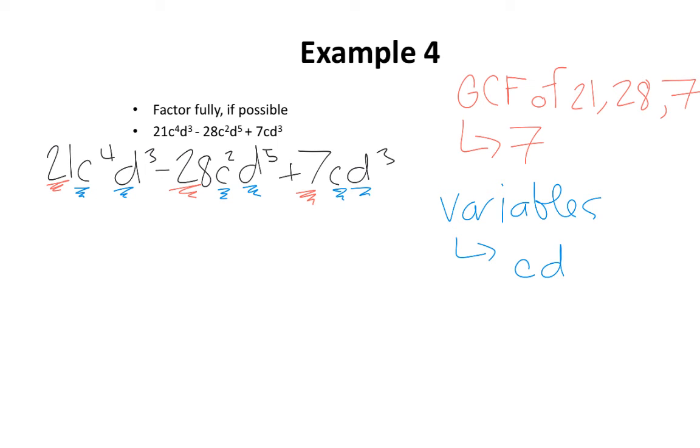Now I'm going to look at the exponents for these c's. I have a 4, a 2, and a 1. I'm going to use the lowest exponent of 1. I'm also going to look at the exponents of d, which happen to be 3, 5, and 3. The lowest exponent is 3. At this point, I'm going to factor out 7, c to the power of 1, and d to the power of 3. You'll notice that I'm not going to write in the exponent of 1 anymore, as it's considered redundant.